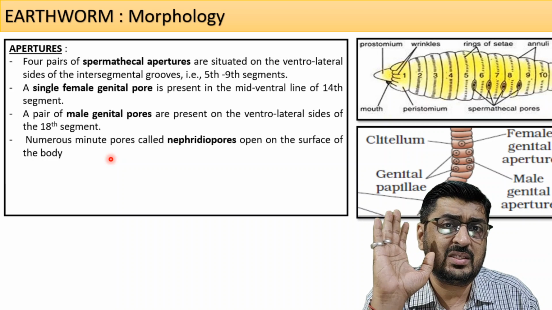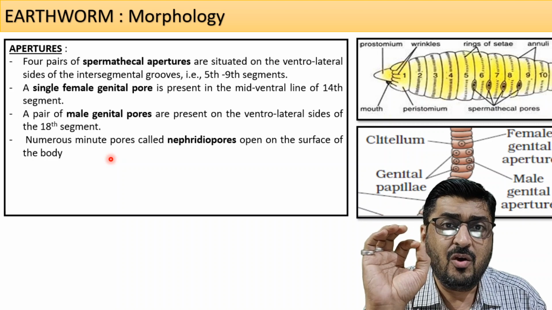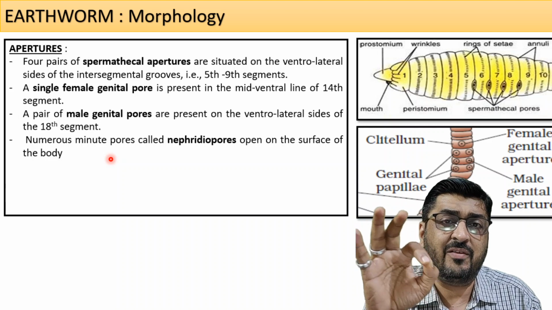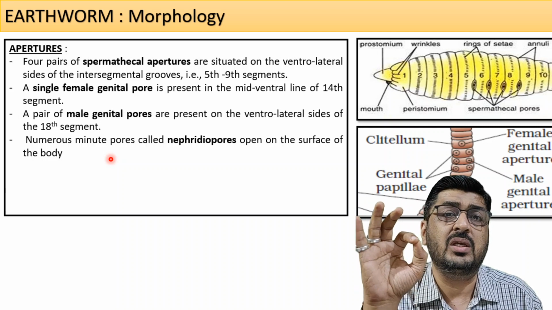Now in earthworm the biggest challenge is the segment numbers, remember that. That's why if you see in my presentation I have categorized everything according to the segment.